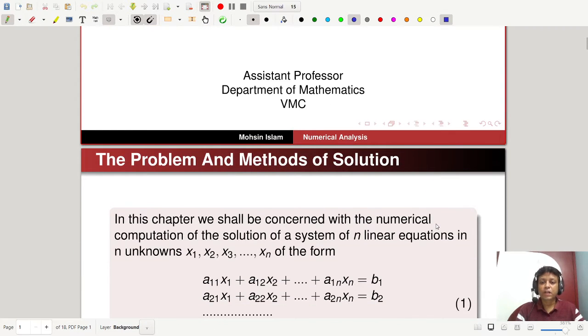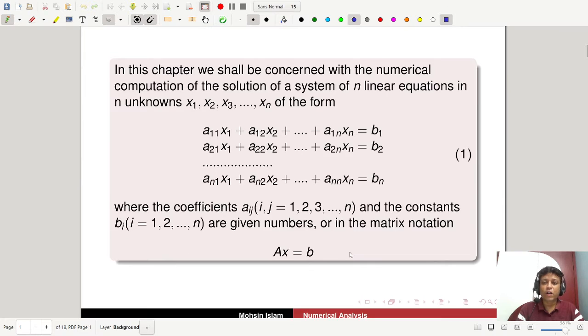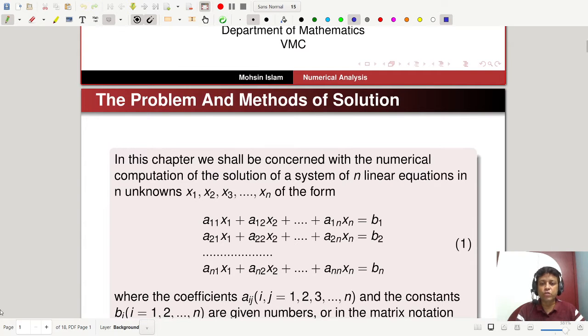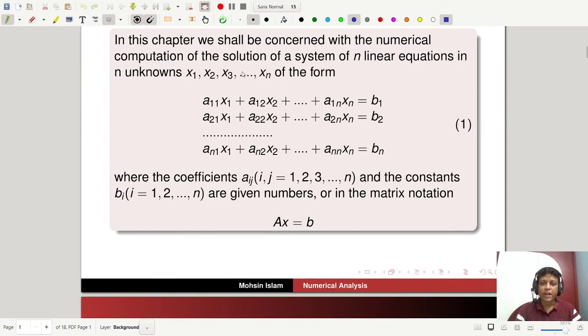So in this chapter, we shall be concerned with the numerical computations of the solution of a system of n linear equations in n unknowns x1, x2, xn of the form. This is the system of linear equations, n equations with n unknowns, n linear equations in n unknowns. So this can be written in the matrix form also.